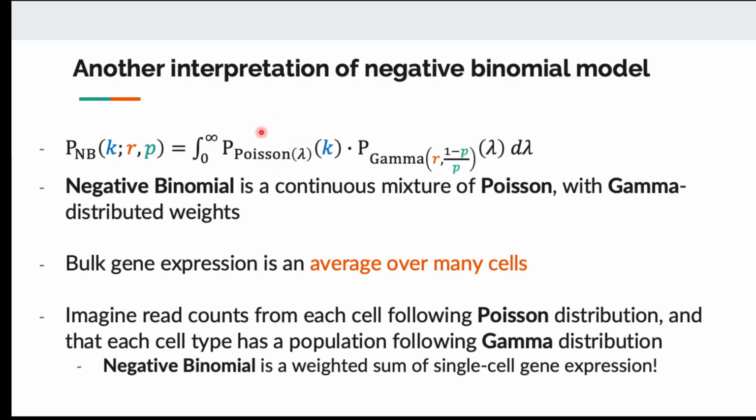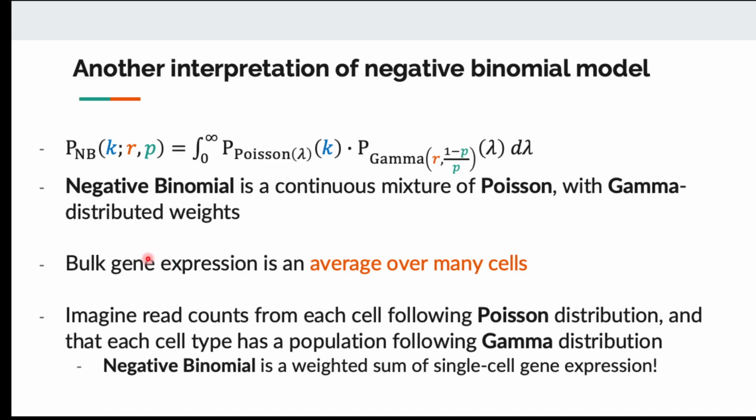So basically, people found that negative binomial distribution can be written as a mixture of Poisson and gamma distribution. So what does it mean? This means that if we think about gene expression, we are still in the bulk gene expression, so we extract DNA, RNA from all the cells in the sample. We are not doing single cell yet.